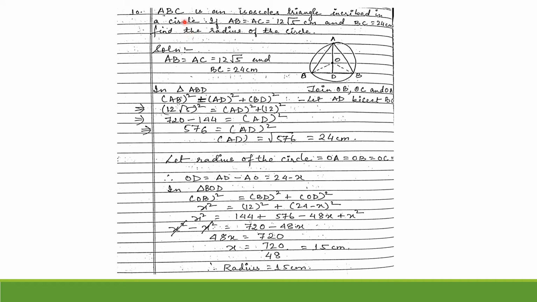Next question is, ABC is an isosceles triangle which is inscribed. Inscribed means within the circle. If it is circumscribed, the triangle will be outside and within the triangle will have a circle. But since it is inscribed, the isosceles triangle will be inside the circle here. And we are told that AB is equal to AC, which is 12 root 5 centimeters, and BC is given as 24 centimeters.